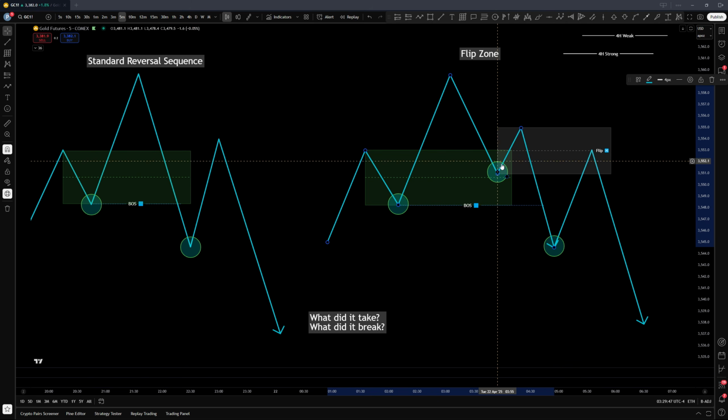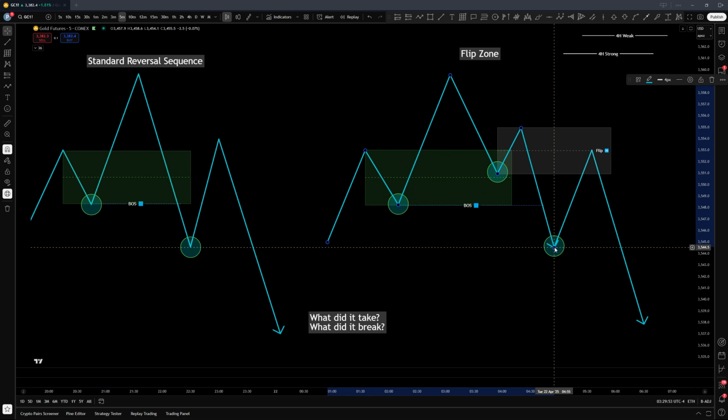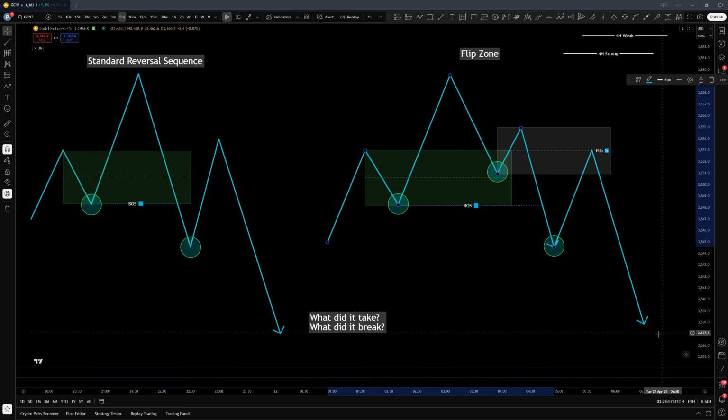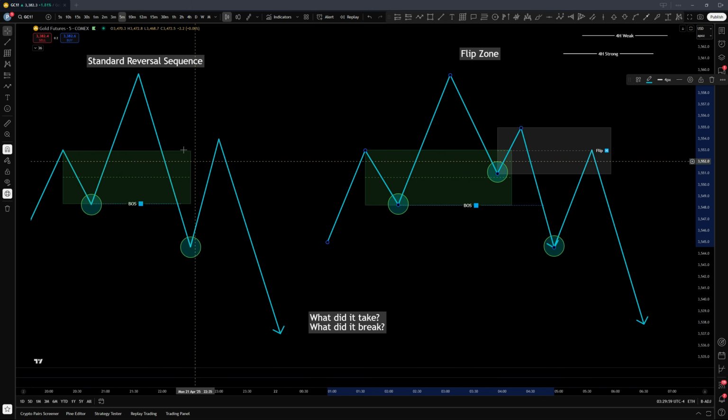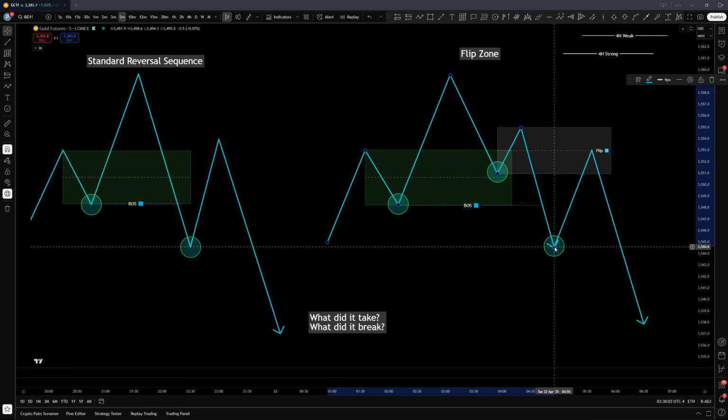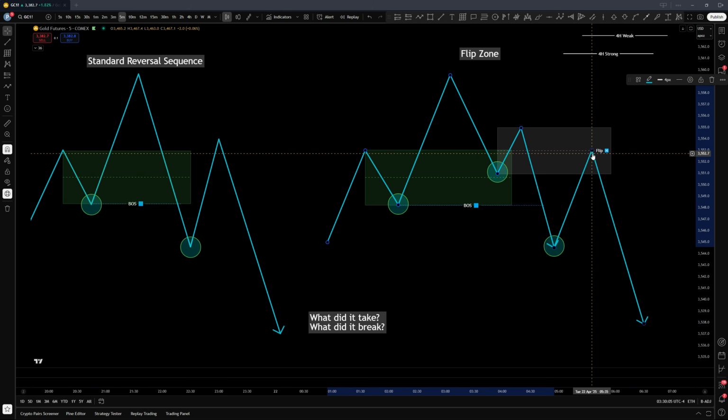And then what we expect is once we've come down out of the flip zone and broken structure, that confirms our flip zone, and then we expect a retest of the zone and then the move down. Okay, so rather than smashing straight through, we come down, we bounce off, and then we smash through, and then we come back up one more time to revisit the area, and then we go down.